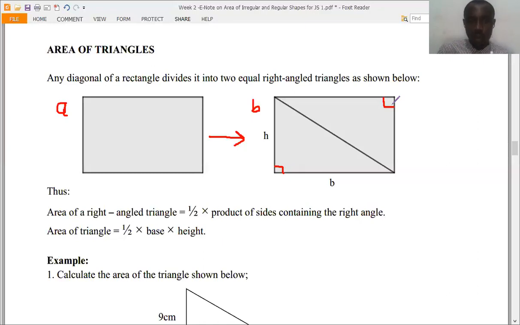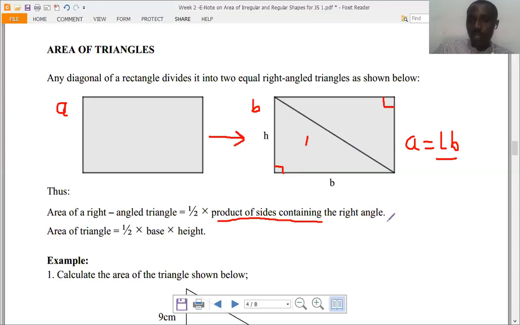Now, what can we deduce? We can deduce that to calculate the area of one of the right-angled triangles, all we need to do is multiply the product of the sides containing the right angle by half. So what does it imply? Since the area of a rectangle is given by length times breadth, and we've divided the rectangle into two equal parts, to get the area of figure 1, all I need to do is multiply the area of this rectangle by half.